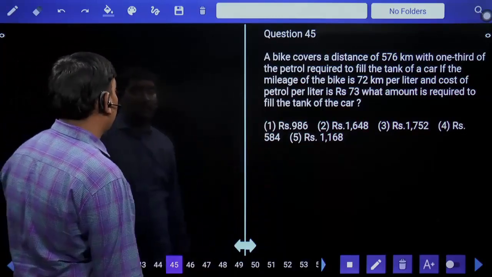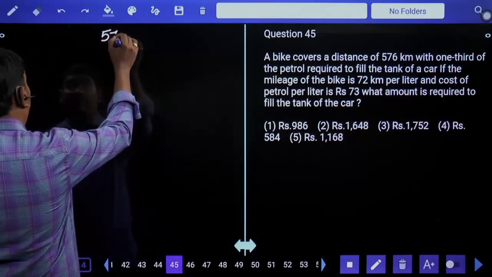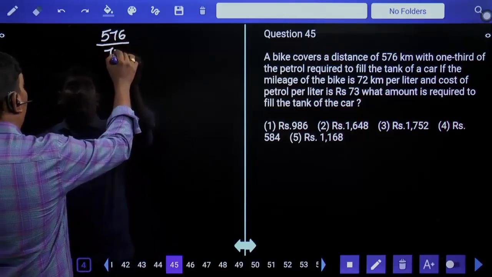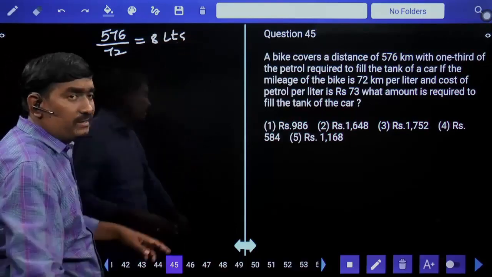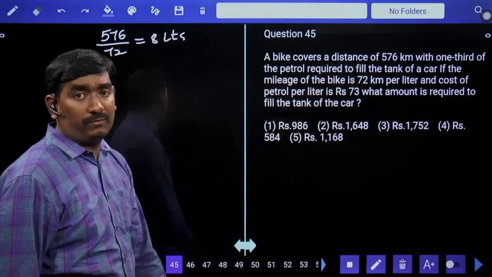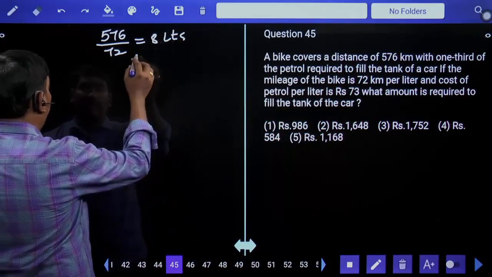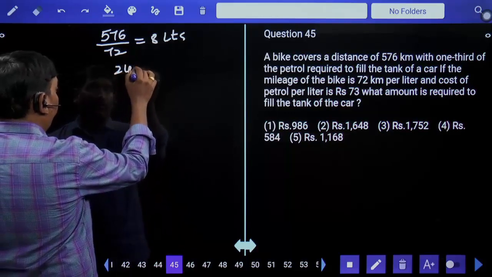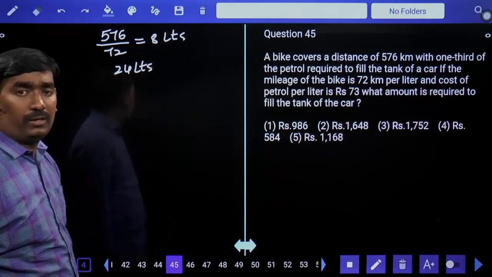Mileage of the bike is 72 kilometers per liter. Then to cover 576 kilometers, a total of 8 liters are required. These 8 liters are nothing but one third of the capacity of the petrol tank. So if one third is 8 liters, the complete tank is 24 liters. Capacity of the petrol tank is 24 liters.